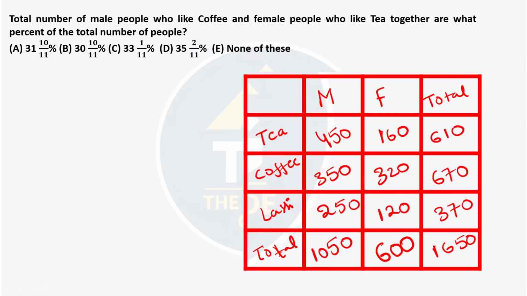Number of male people who like coffee and female people who like tea together. Number of male people who like coffee, 350. Number of female people who like tea is 160. Together, the sum of these two is 510. Or what percentage of the total number of people? Total number of people are 1650. We need to find this value now.